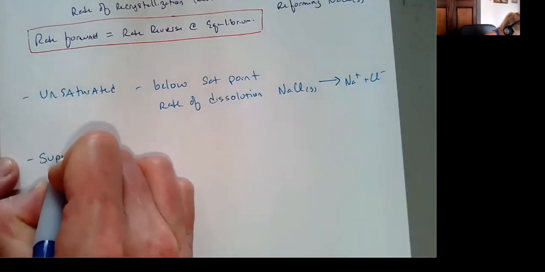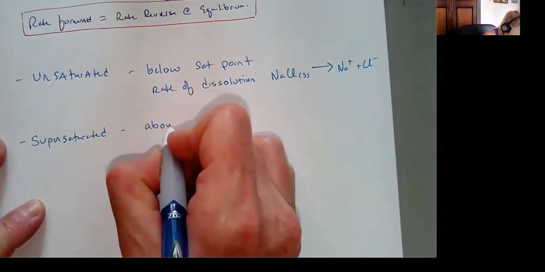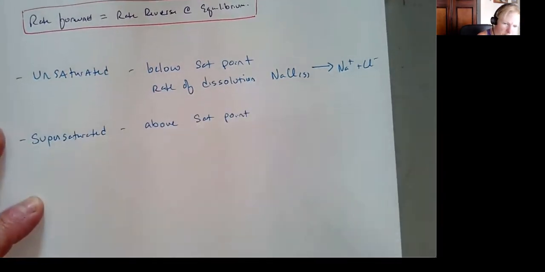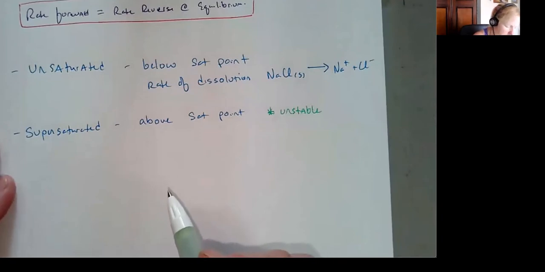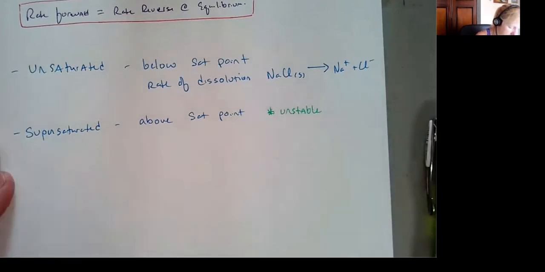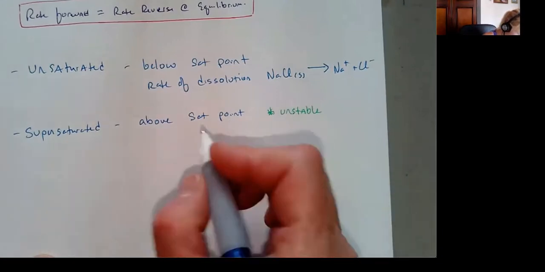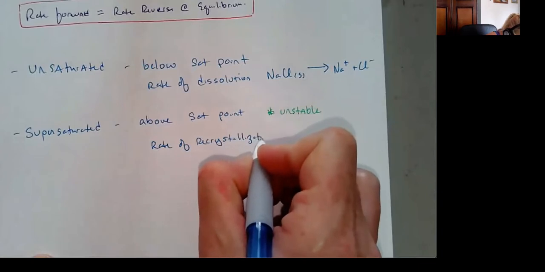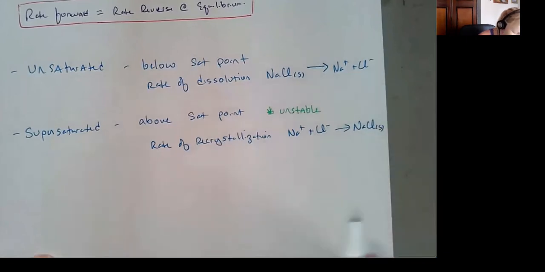I have supersaturated, and a supersaturated solution is above the saturation point. And that means that these are typically unstable. You usually have to force this to happen. You artificially increase the saturation point to get something into a supersaturated state. So those are typically unstable. If you jostle them, if you add any sort of solid in there at all, it'll immediately trigger this rate of recrystallization. So now I have sodium ions plus chloride ions going to sodium chloride solid. So I'm going in reverse.